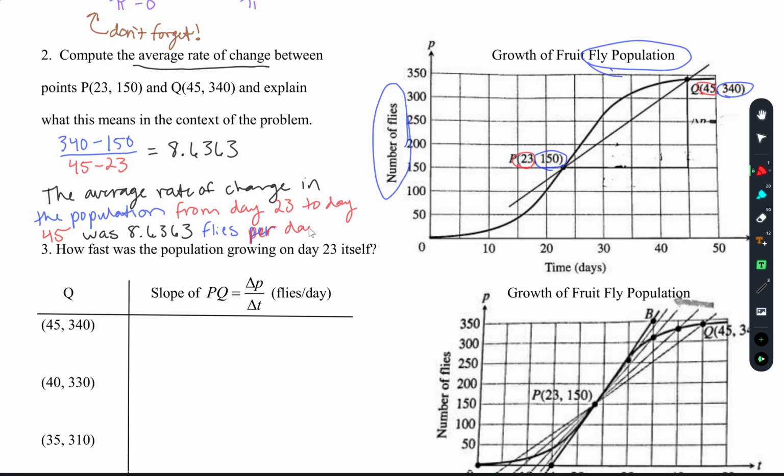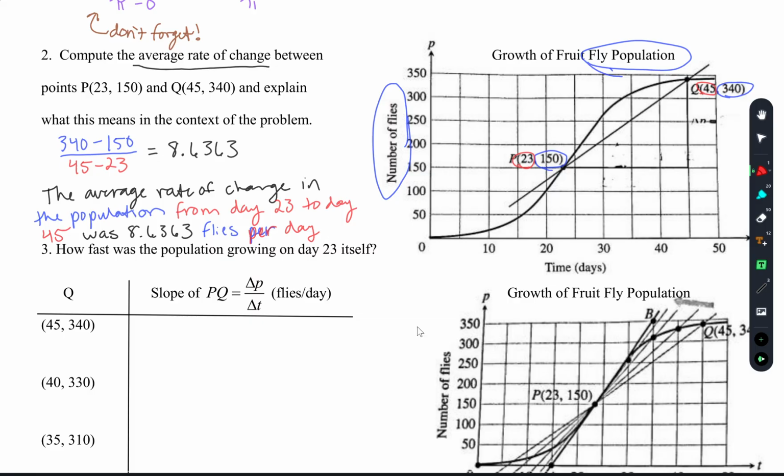Per day. Okay, so that's how you talk about average rate of change in the context of a problem. So you're doing average rate, and then you have to talk about y's, x's, the answer with unit, and then you should be good. Good?